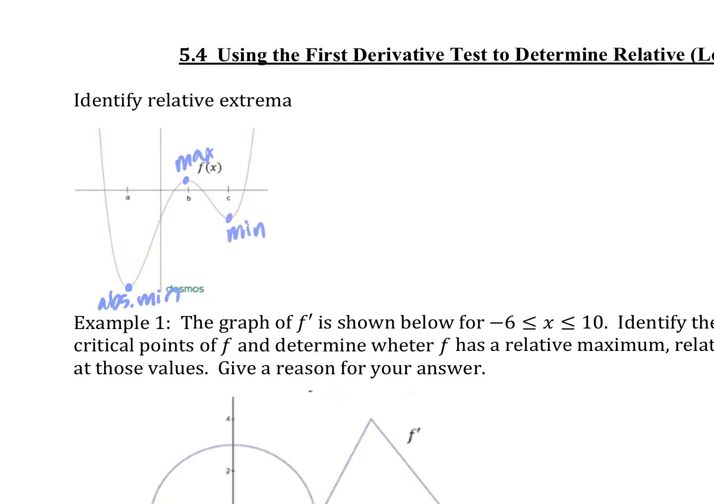Love it. So let's just remind ourselves this vocab. Let's write this down. I'm fine with just saying min at X is C and A because, just like Marge said, F prime changes to have a min. To have a min, what did my F prime go from? Perfect. Negative to positive.